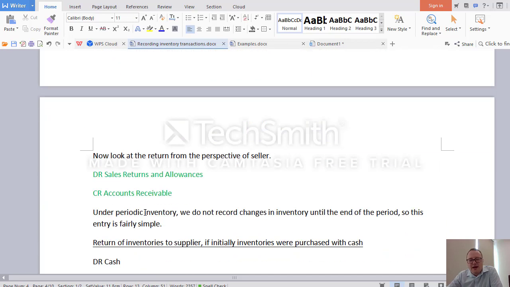Now look what will happen to the seller. We don't need to update any inventory accounts, so it would be just a reduction in accounts receivable because the items are returned. The seller cannot expect to get any money for these items because they come back to him, and the sales revenue must be reduced by using the contra revenue account called sales returns and allowances. The normal balance is debit for this contra revenue account.